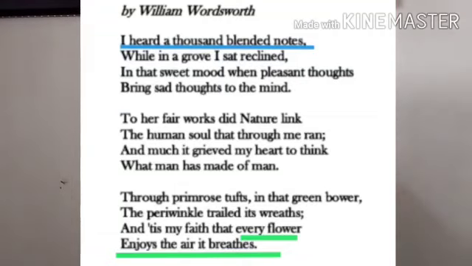Again, tactile image: every flower enjoys the air it breathes. Enjoyment, it is a feeling. So it is an example for tactile image. Okay, so these are the main 5 images that we have to study in 8th, 9th and 10th standard. Now you take any poem that you have studied, and find out the different kinds of images in that poem. Classify them. Okay. Thank you, children.